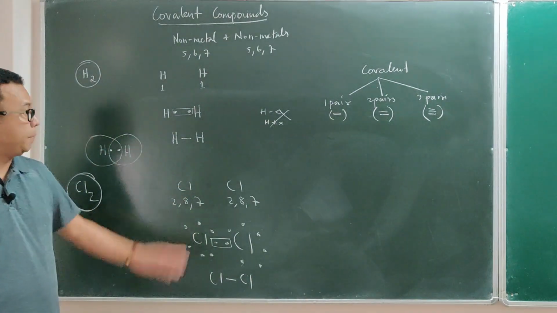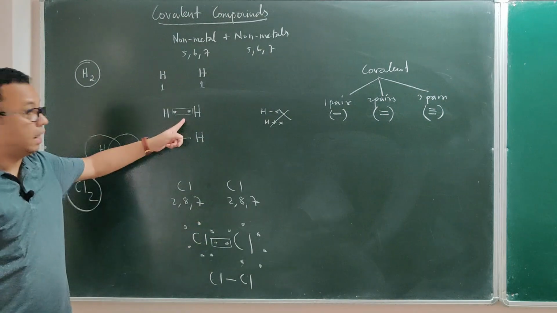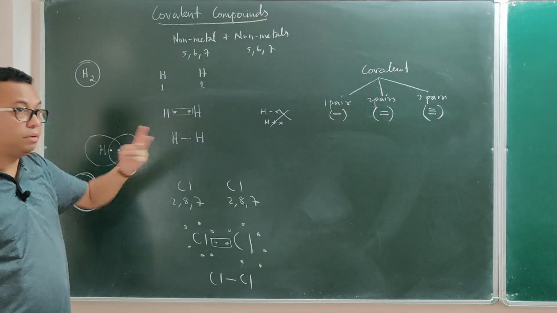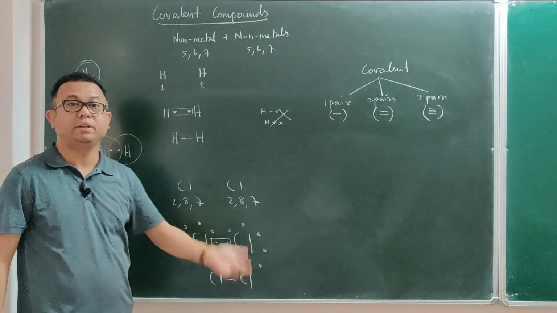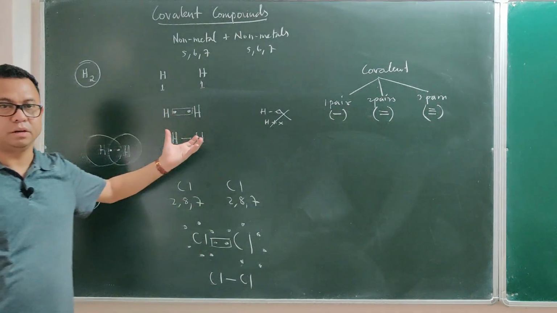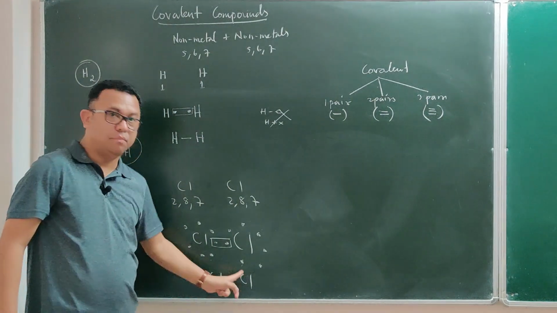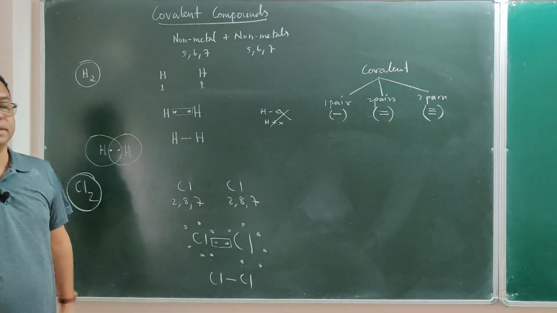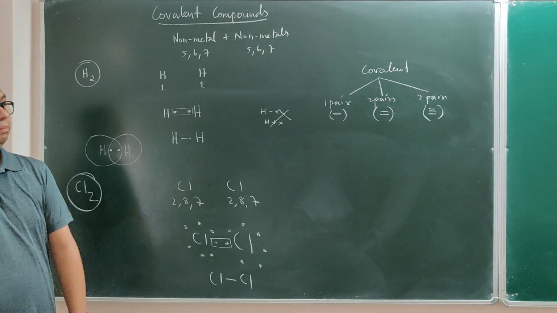Again one pair of electron, like in case of hydrogen, here also. And hydrogen was duplet configuration. Hydrogen was very happy with 2 electrons. Chlorine is happy with 8 electrons. Octet configuration, duplet configuration. So then you can see still between chlorine and chlorine, it is a single covalent bond.